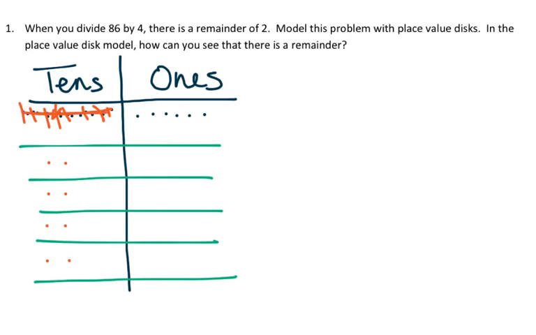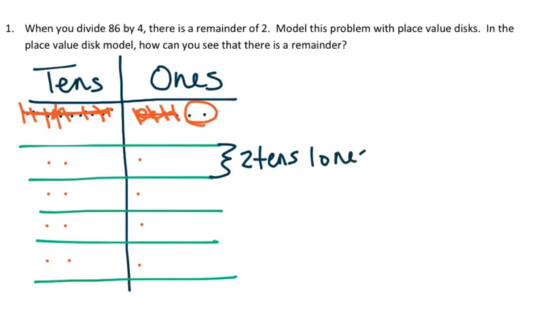I'm going to do the same thing for my ones. So the 1 comes down here, 2, 3, 4, and I don't have enough to make another group, so I'm going to take those out. I have 2 that are remaining. So if I look here at one of the rows, I have 2 tens, I have 1 ones, and I have a remainder of 2. So that would be 21 remainder 2.